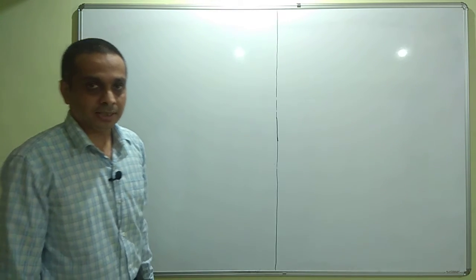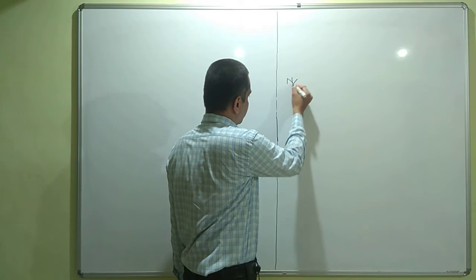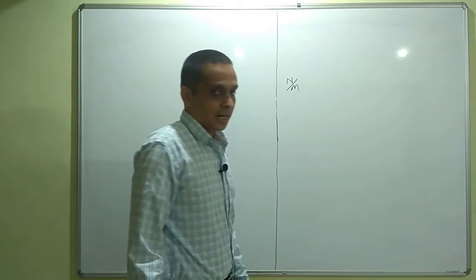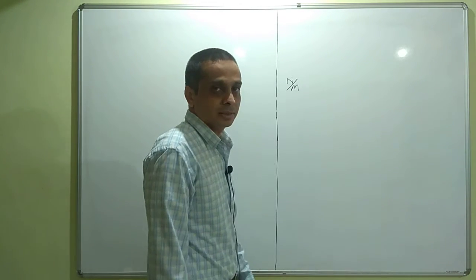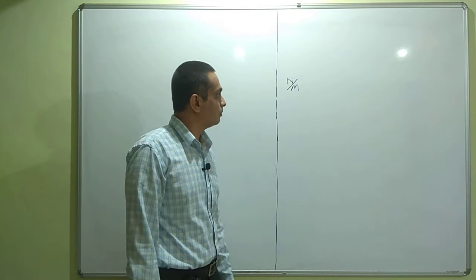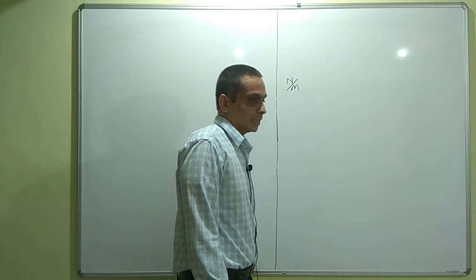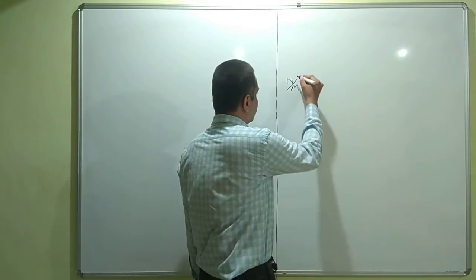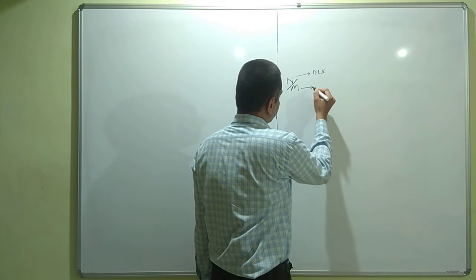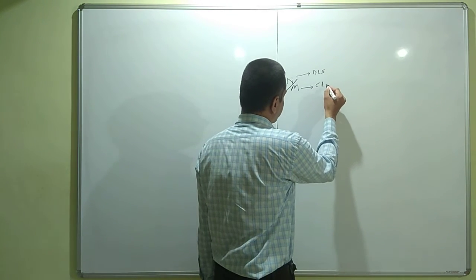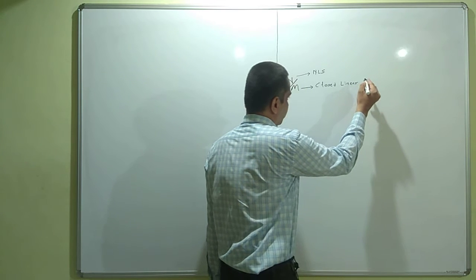Today we will define the quotient space N by M, and we will see that N by M is also a complete normed linear space. That is, N by M is also a Banach space. Here N is a normed linear space and M is a closed linear subspace of N.